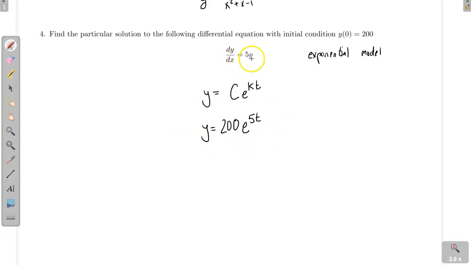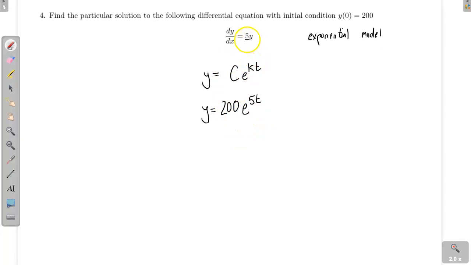If not, you would have to separate your variables, take antiderivatives, solve for c, and then solve for y. You'd end up getting this anyways. But you can save a lot of steps if you recognize it's just a number times my variable up here. It's an exponential model.